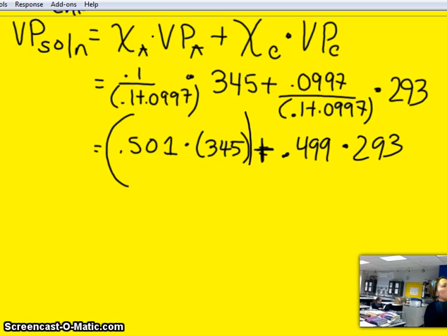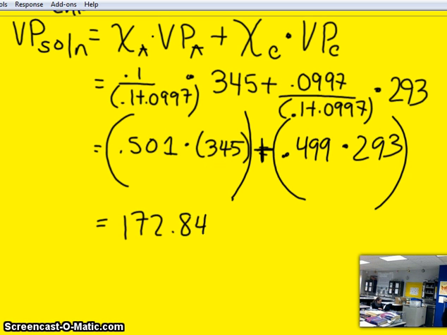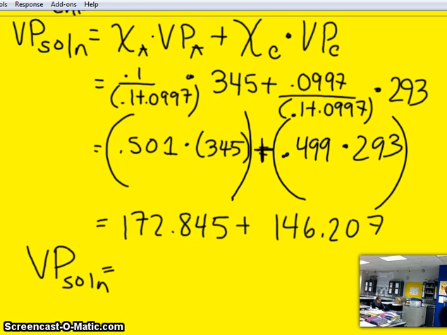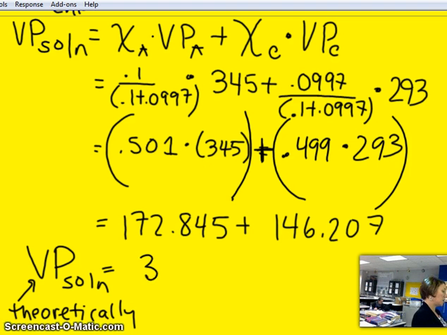Okay, so now I'll multiply this and then add those two values together, right? 0.501 times 345 gives me 172.845. And 0.499 times 293 gives me 146.207. And I just add those values together and I get the vapor pressure of the solution that we should observe. This is our theoretical that we're calculating, assuming they behave ideally. It comes out to be 319 torr.